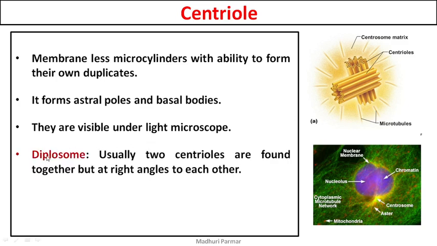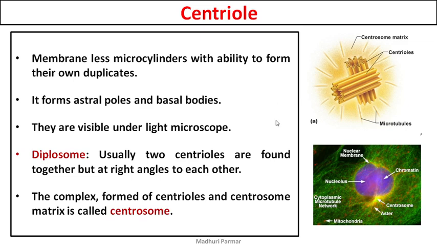They are normally called diplosome, because two centrioles are present together. These two centrioles are found together but at right angles to each other. If you see here, there is one centriole and perpendicular to it there is another centriole, at a 90-degree angle. These two centrioles together are called diplosome. The complex formed of centrioles and centrosome matrix is called centrosome.